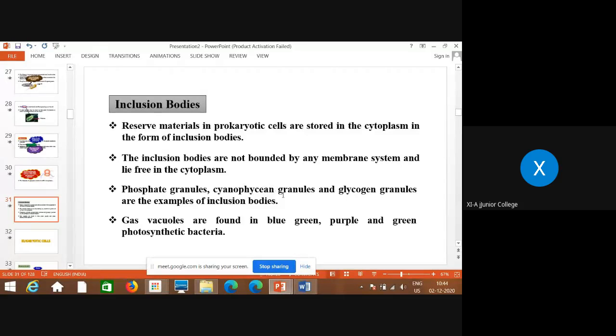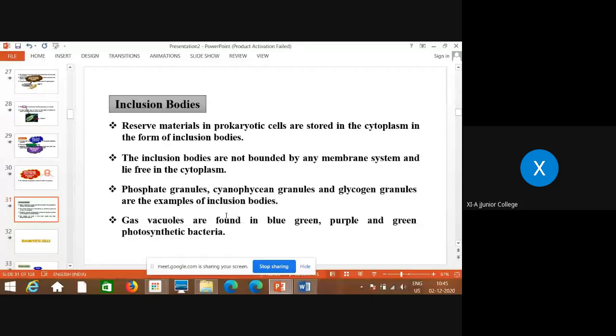Cyanophycin, that is a pigment. Okay, I'll tell you, the cyano word is related to blue. Phycin is related to brown, or cyanophycin is a type of pigment. Granules are present. Glycogen, the reserve food material, is in the form of glycogen. So this is what is meant: these inclusion bodies are meant for storage purposes. Remember, inclusion bodies present in prokaryotic cells may contain different types of storage materials like phosphates, cyanophycin granules, glycogen granules, fat material, etc. So these are some of the examples.